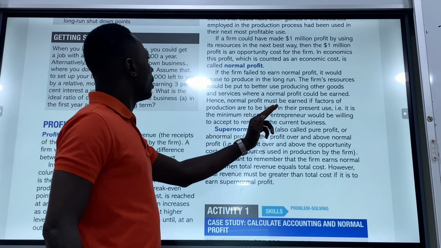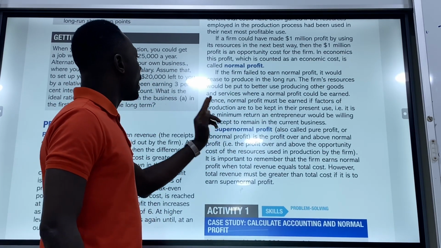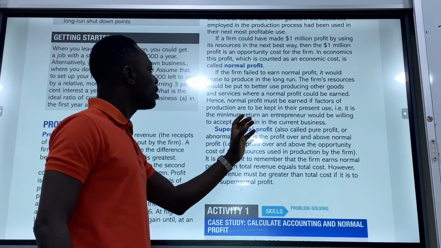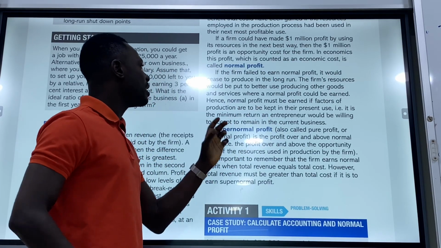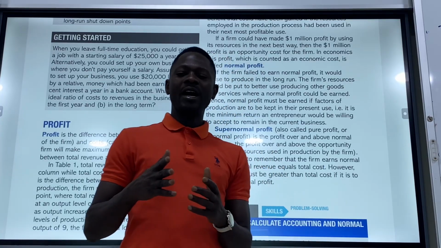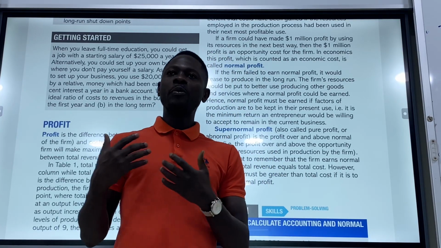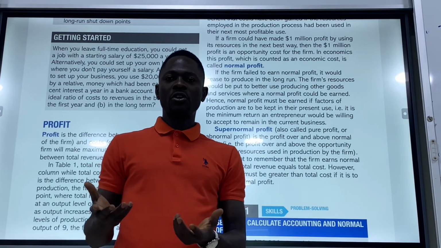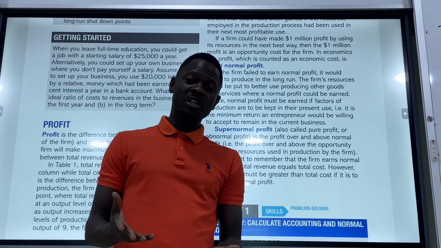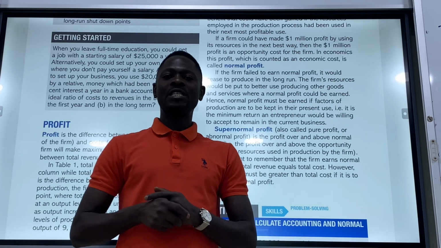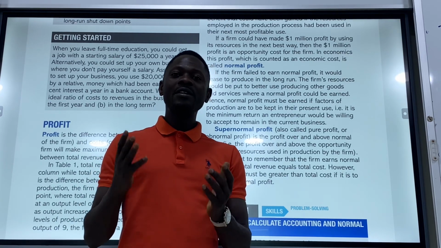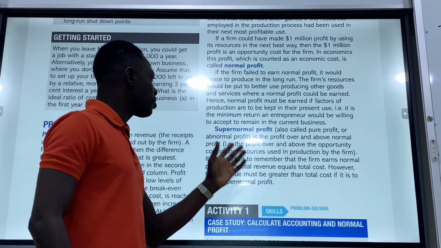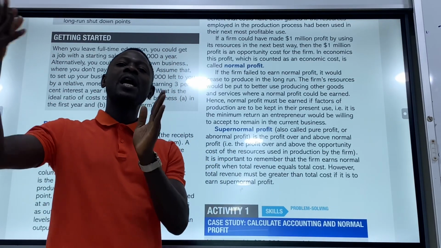Hence, normal profit must be earned if factors of production are to be kept in their present use. In essence, it is the minimum return an entrepreneur will be willing to accept to remain in the current business. So as an entrepreneur, you are supposed to be aiming at normal profit. But if you are unable to use your resources efficiently, judiciously, then you won't be able to get the normal profit. As an entrepreneur, the minimum return on your investment should be making normal profit. That is the point there. So normal profit is what a firm should always be aiming at.